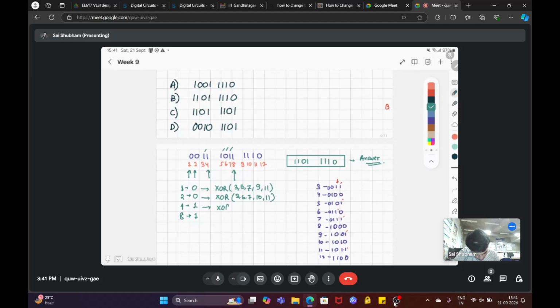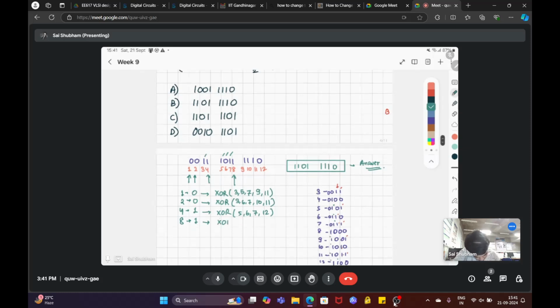This position you will get by doing 5, 6, 7, 12. This position you will get by 9, 10, 11, 12. Okay.